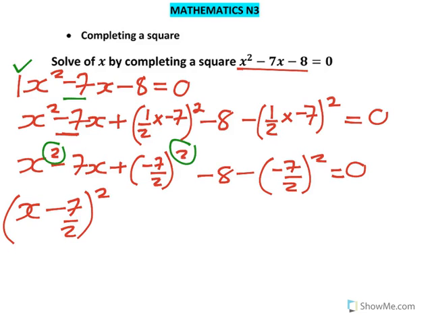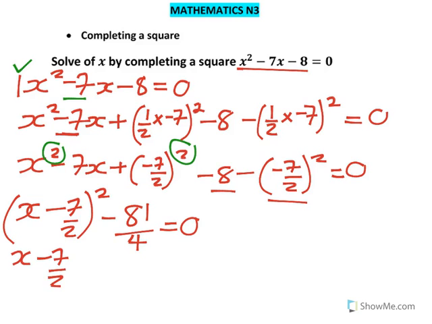And then after that, when you use a calculator on these two numbers, this is what you're going to get. Then you take it to the other side, you're going to have x minus 7 over 2 squared is equal to 81 over 4.